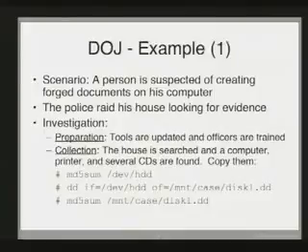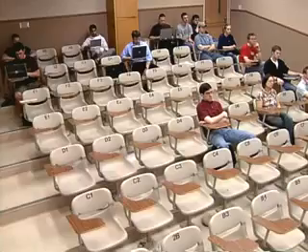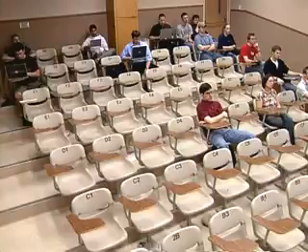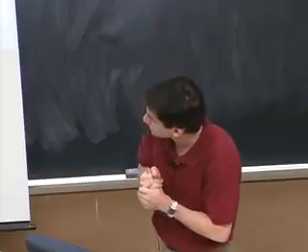So here's an example. We have a scenario where a person is suspected of creating forged documents, like check forgery or identification forgery, or some kind of forged documents, and is suspected of doing this on their computer. So we get our police, we have our search warrant, we raid the house with shields out and everything else. And here's the process that we go through in this scenario.